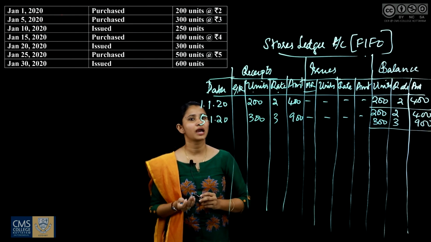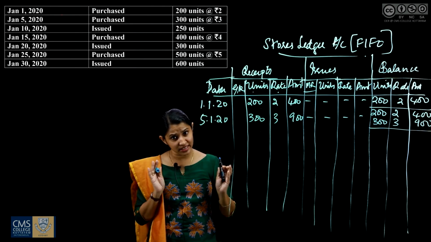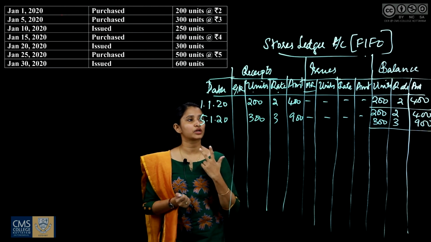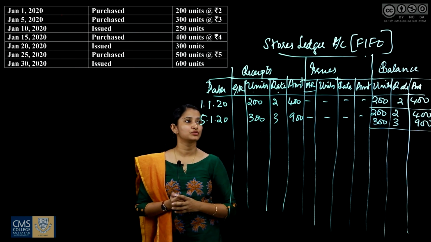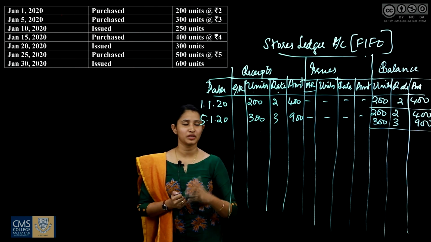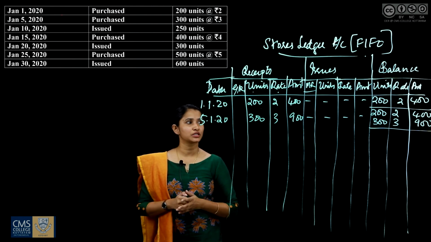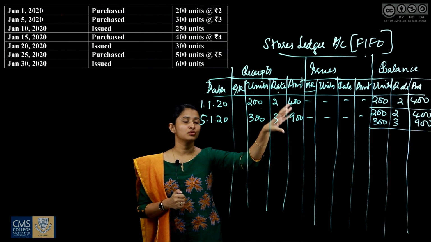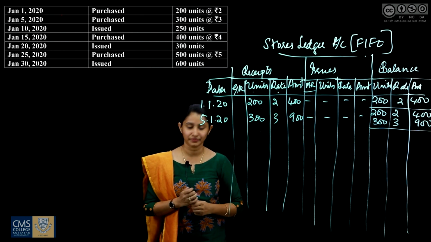So that means as on 5th Jan 2020, for the same materials, we have two lots of materials, one which was bought at rupee 2 per unit on 1st January, and then 300 units which were bought at 3 rupee per unit on 5th January. So two different lots, two different quantities, two different unit prices bought on two separate dates. These two lots we have in our stores.